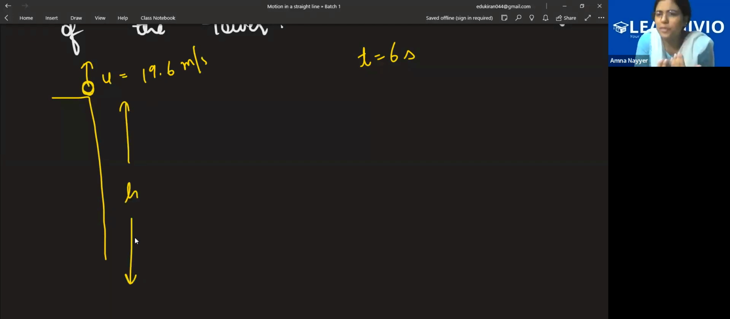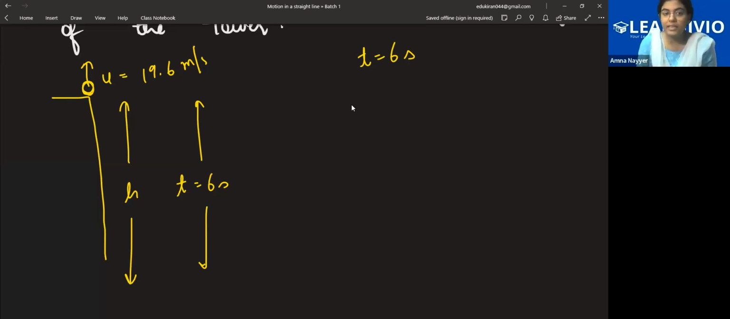By saying the height of the tower, they mean we are talking about the distance covered by the ball, right? So basically, you have to calculate the distance, and the total time taken in this duration is 6 seconds. Fine. This duration is 6 seconds.